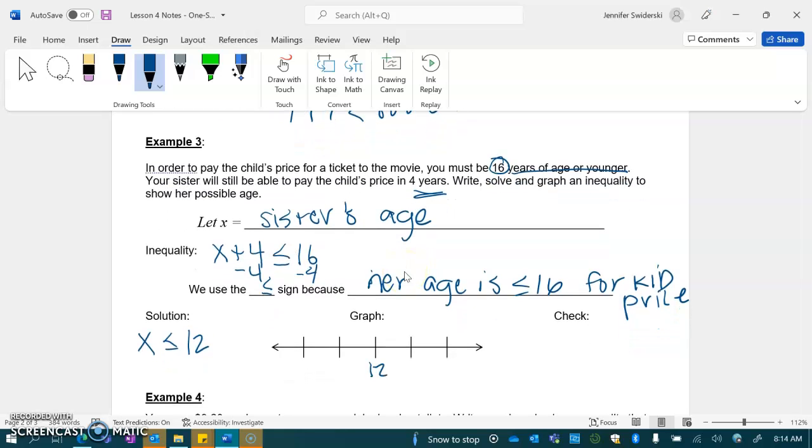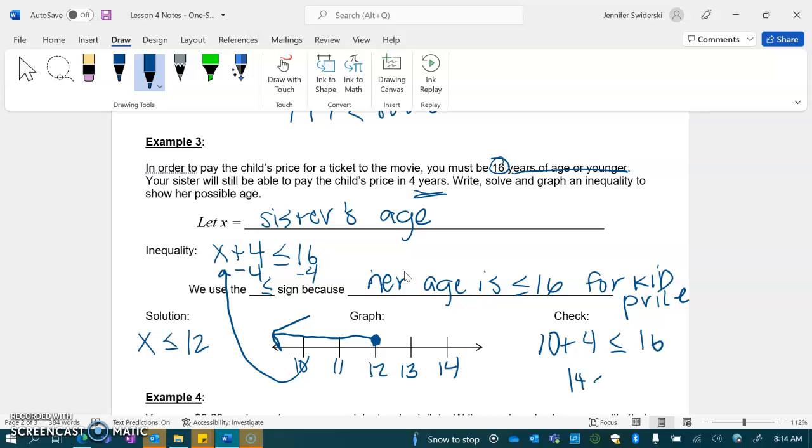So if I graph this, I have 12, 13, 14. This will be 11 and 10. My circle is going to be closed and going to the left. So any number to the left of 12 would make this statement true. She has to be 12 or younger, at her current age. So pick a number less than 12. I'm going to do 10 and plug it back into the original inequality. 10 plus 4 is less than or equal to 16. Well, is 14 less than or equal to 16? Yes, so that's a possible age for my sister.